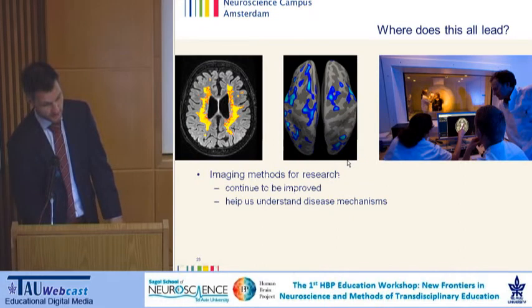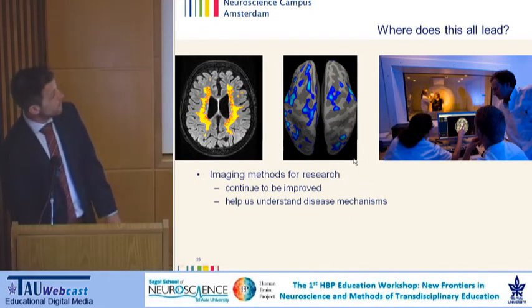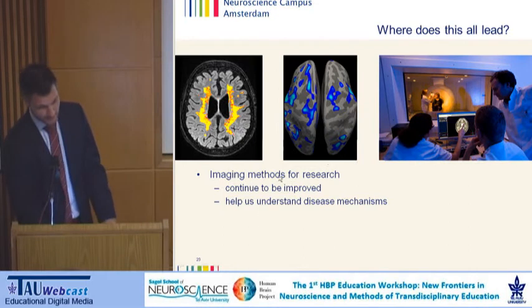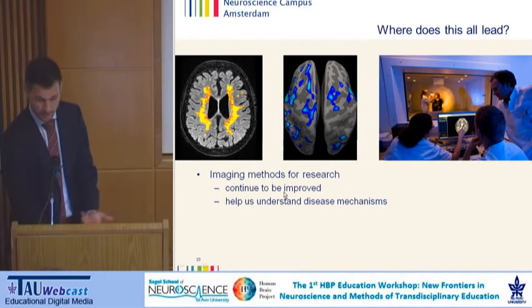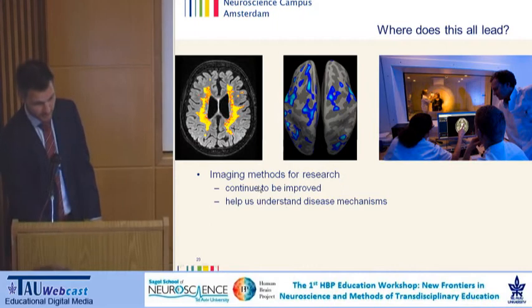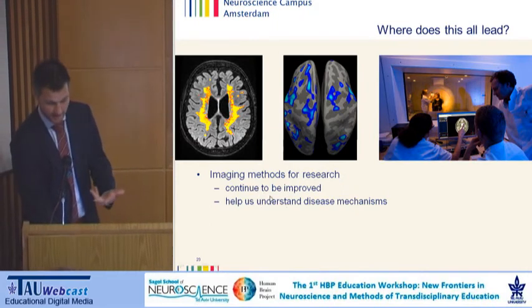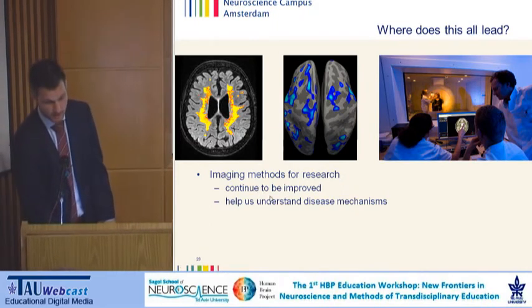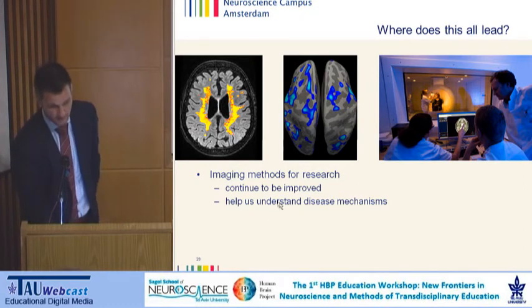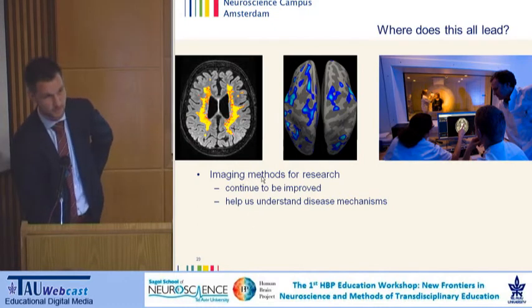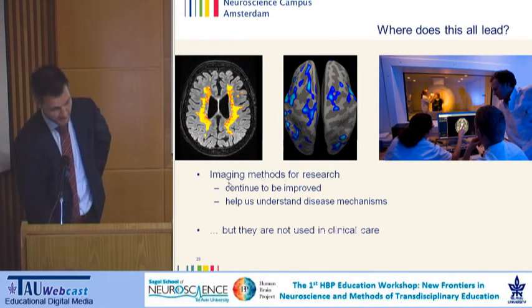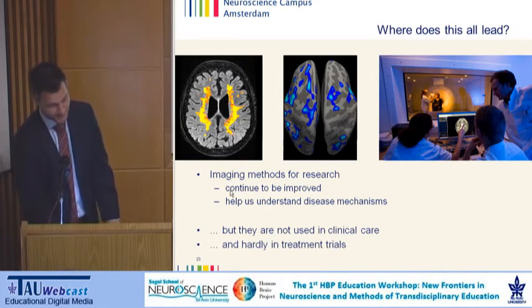So finally, where does this all lead? Thinking as a scientist, our imaging methods for research, I see that they continue to be improved. We're doing great things. We're really understanding disease mechanisms in the examples in MS that I showed. But it's become a bit of a personal frustration for me that in clinical practice, none of this is making any impact at all at the moment. The only thing that's known with imaging in MS is that the radiologist counts the lesions for diagnosis, and that's it.